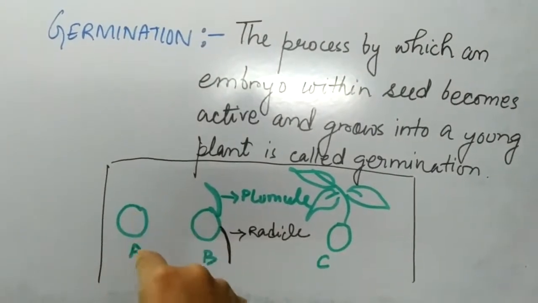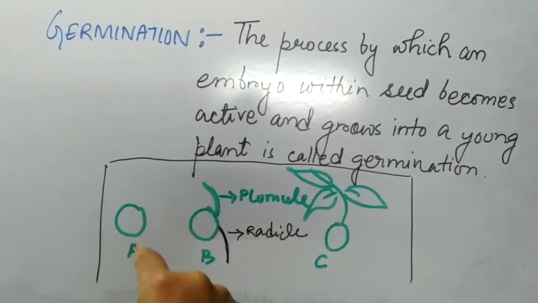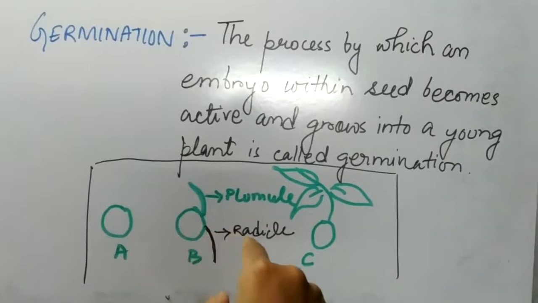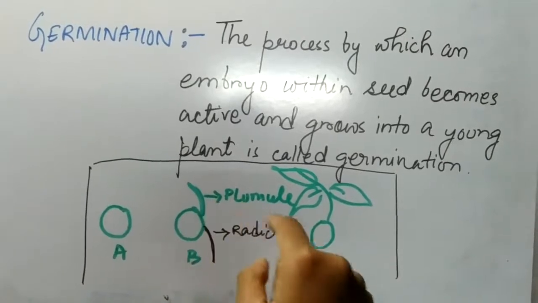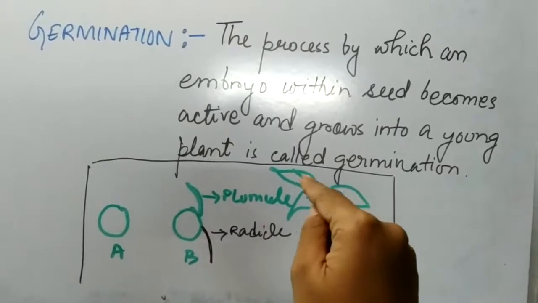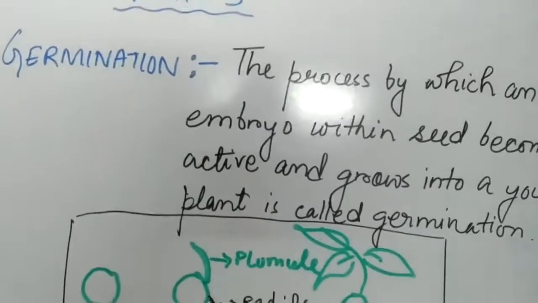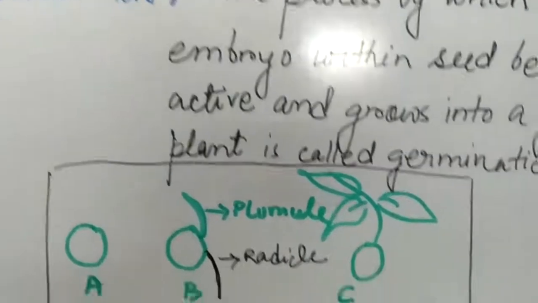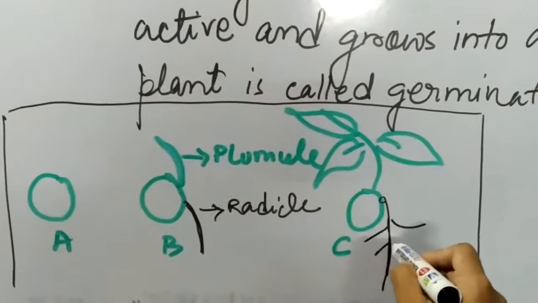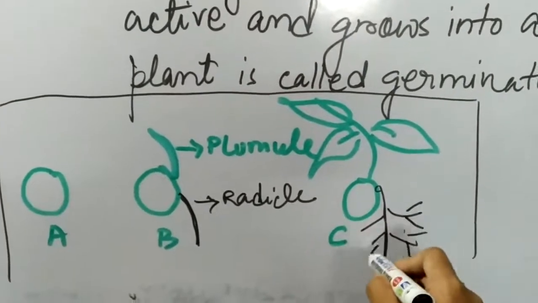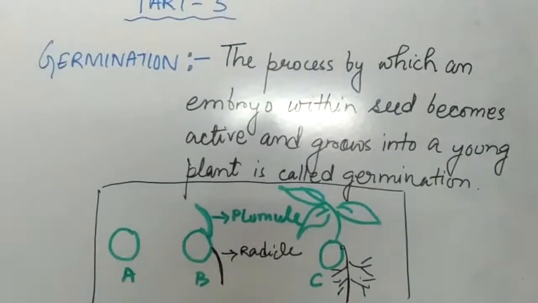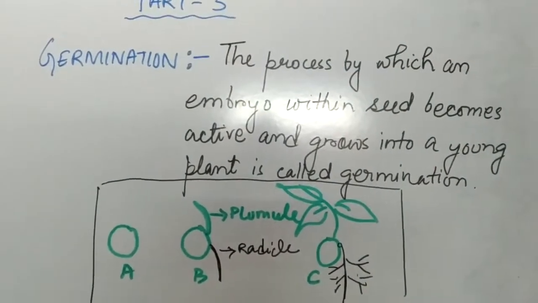After sowing in the soil or after falling in moist soil, what will happen? It will give rise to the radicle over here and plumule over here, and later on this will finally give rise to the shoot system over here along with the root system at the bottom. You can see the root system is coming out with a primary root, with lateral roots all around. So this is how germination takes place. Let me show you in reality how it occurs.